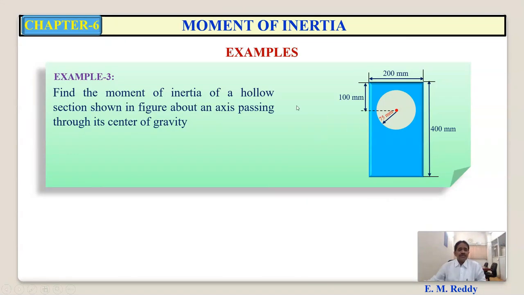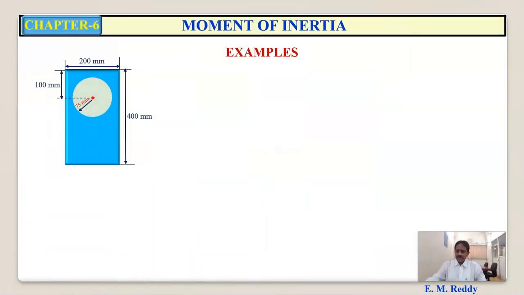Find the moment of inertia of a hollow section shown in figure about an axis passing through its center of gravity. So, hollow section means from this rectangular section, the hole is removed. And the radius of the circular hole is 75 millimeters. So this figure is symmetrical about, yes, vertical axis.